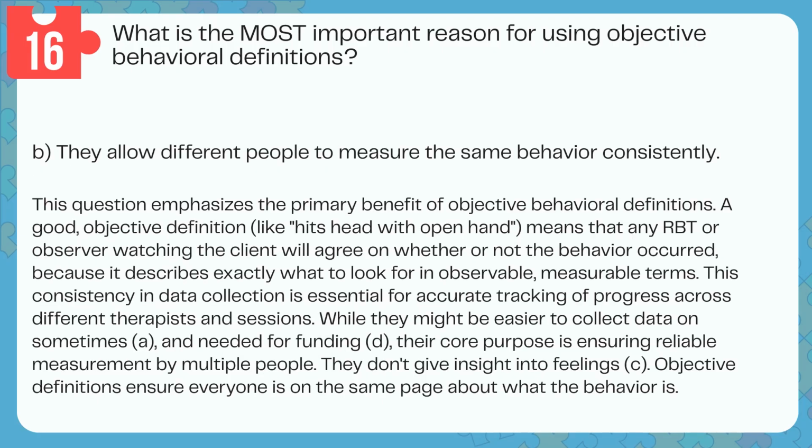Answer B. They allow different people to measure the same behavior consistently. This question emphasizes the primary benefit of objective behavioral definitions. A good objective definition, like hits head with open hand, means that any RBT or observer watching the client will agree on whether or not the behavior occurred, because it describes exactly what to look for in observable, measurable terms. This consistency in data collection is essential for accurate tracking of progress across different therapists and sessions.